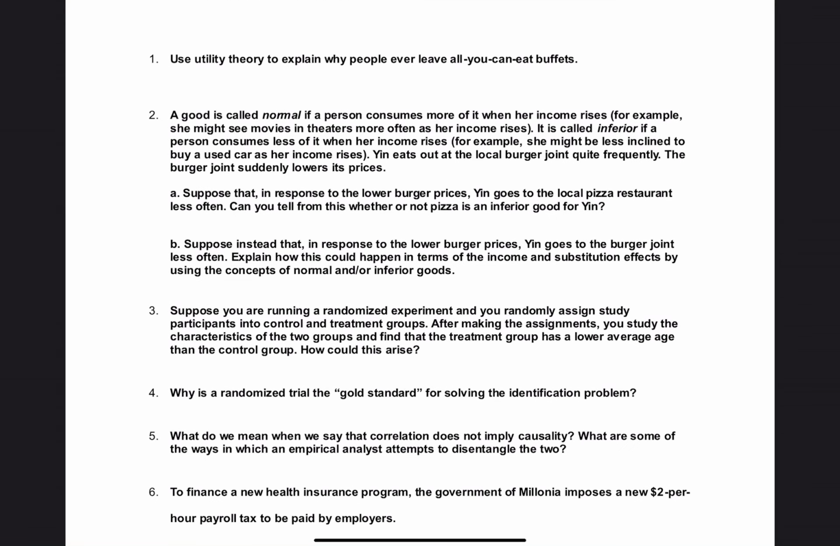So exercise number 3. Suppose you're running a randomized experiment and you randomly assign study participants into control and treatment groups. After making the assignments, you study the characteristics of the two groups and find that the treatment group has a lower average age than the control group. How could this arise? This is an exercise dealing with the topic of empirical public finance.